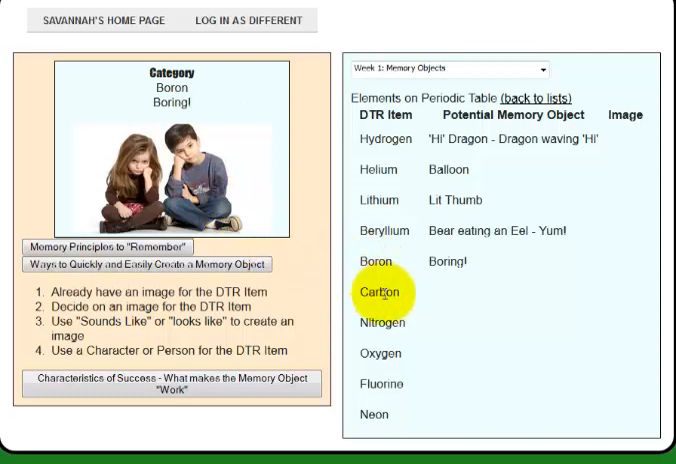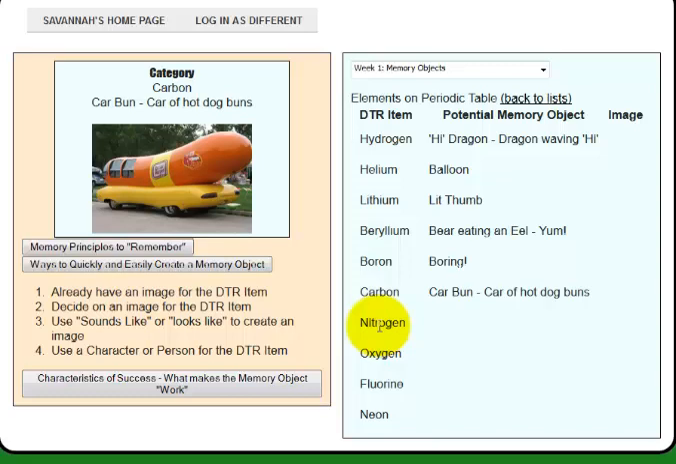All right, next one, carbon. I thought of a car that's made of like a hot dog bun. Okay, so envision a car that maybe is made up of a big old hot dog bun. Got it? Great. Nitrogen, same thing, number 3. I thought of a night dragon. Okay, so think of a dragon flying at night. Close your eyes and picture a dragon flying at night, a night dragon.